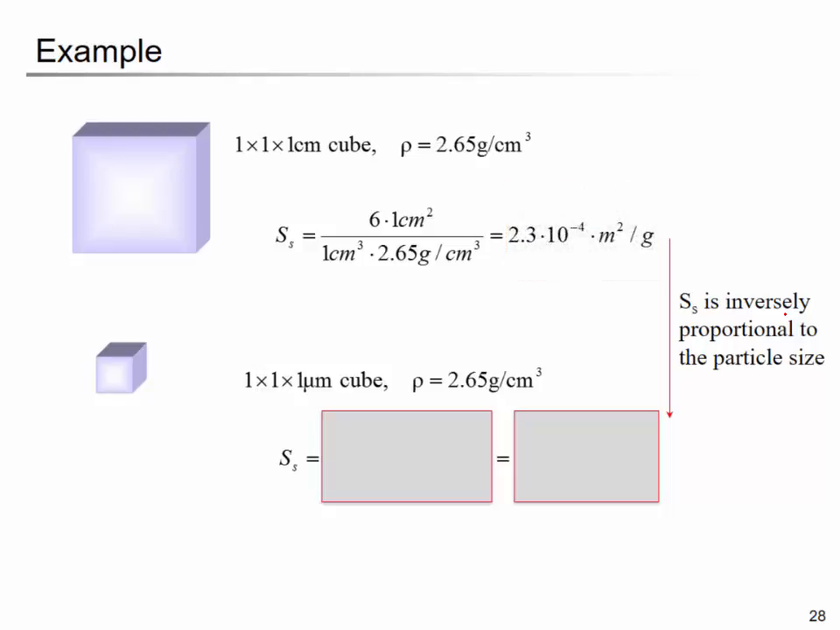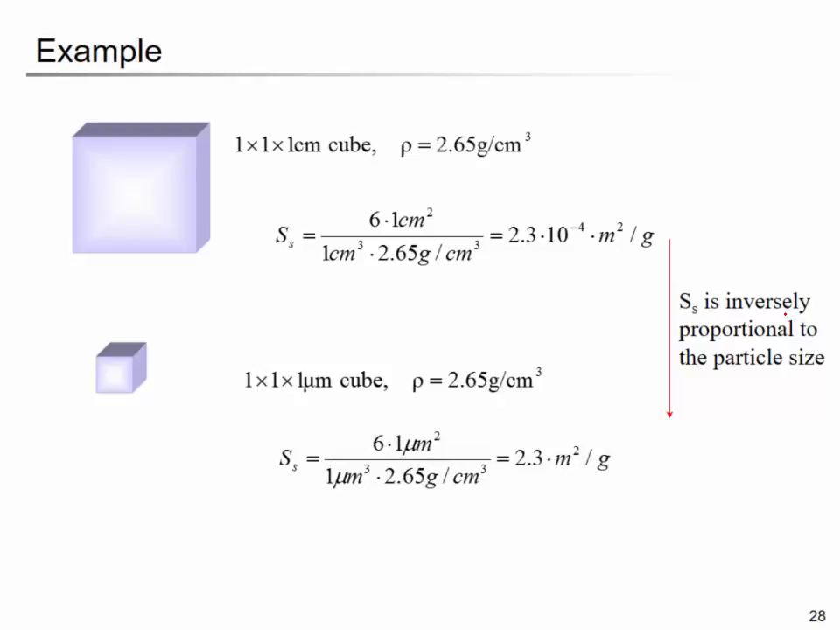2.6 centimeter square per gram. Then if you convert it to meter square, there will be 10 to the negative 4, right? So here the area will be 6 times 1 centimeter square, right? So you have 6 sides, and the volume will be 1 cubic centimeter, and if you multiply by the density, then you can get the mass, right? So the area divided by the mass will give you this value, 2.3 times 10 to the negative 4 meter square per gram. What will be the second one? 0.26 meter square per gram.